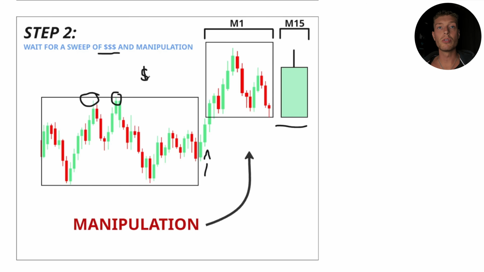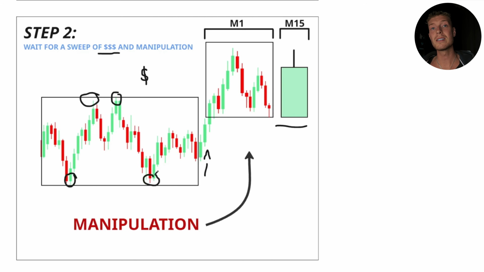So the areas that we drew out in the previous slide, these are going to be the areas that we're waiting for the manipulation leg. Now it's very easy to spot because we're looking for a box. That is why this is called the box strategy. The area of manipulation, accumulation here is a consolidation of orders. So there's orders resting at the highs and orders resting at the lows.